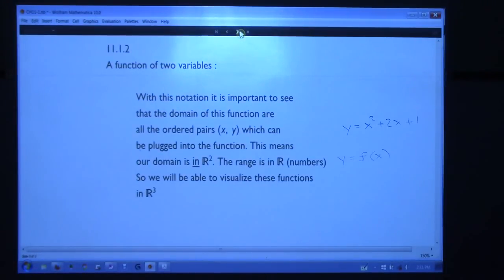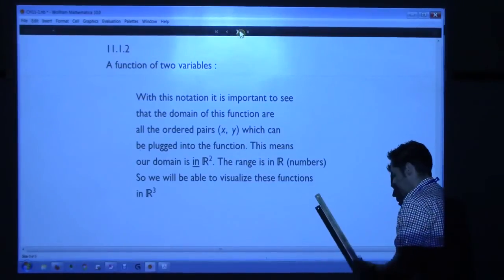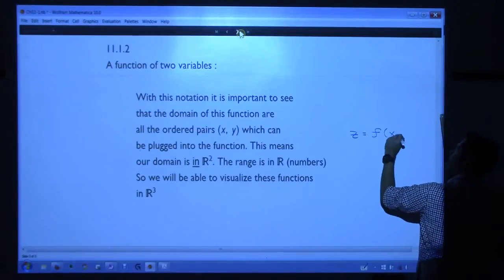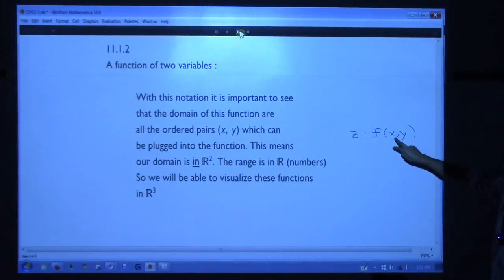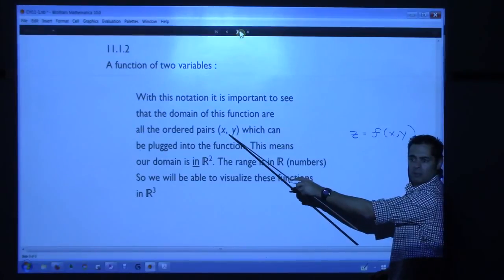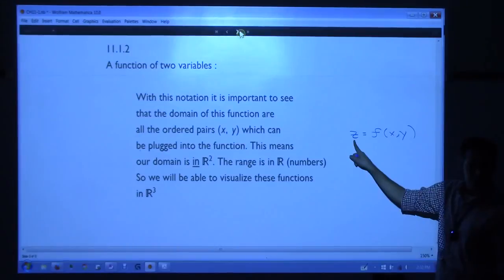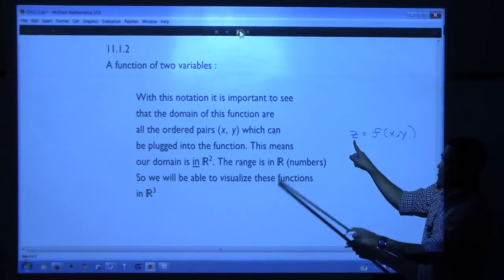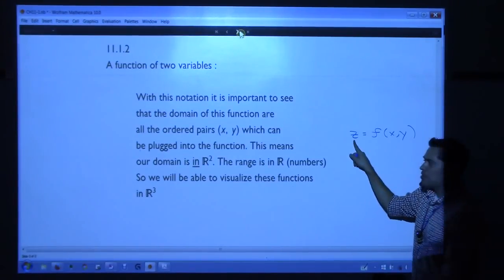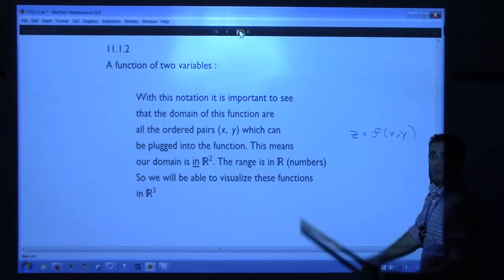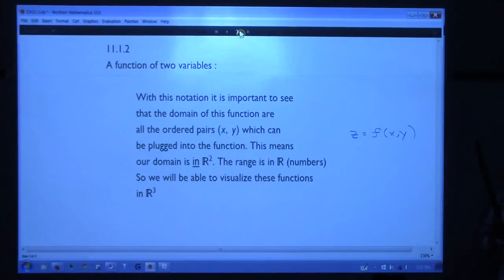With this sort of notation in mind, z is some function of x comma y. Since I have to give you an x and a y to determine z, the input can be looked at as being a point living in two-dimensional space. The output is a single number, and it can be looked at as being just a number on a number line. So that means you need 2 dimensions for the input, 1 dimension for the output. So we will be able to visualize this picture in 3-dimensional space.